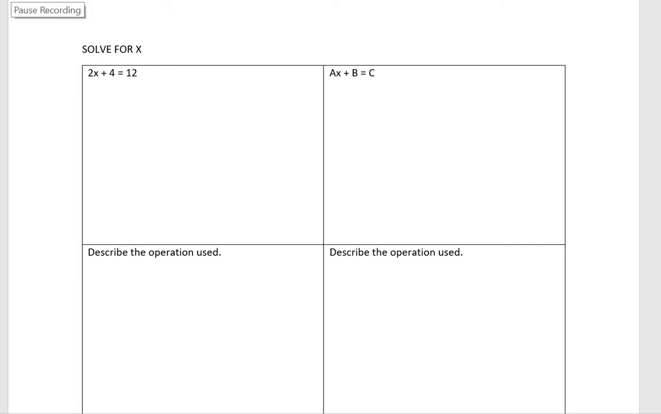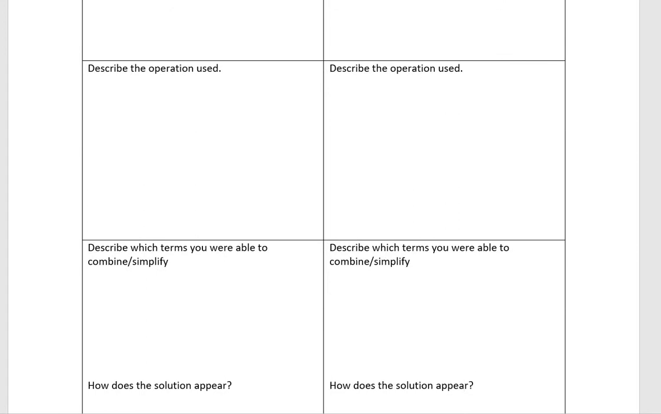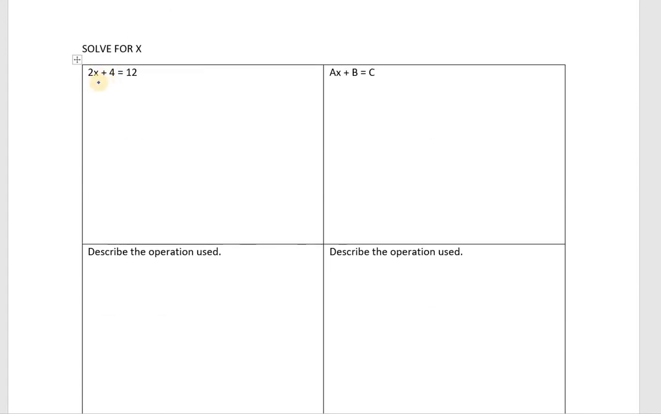In this video, we're going to talk about solving literal equations and how it's very similar to solving regular equations. So we have to solve 2x plus 4 equals 12. The first step is, since you're solving for x, I highly recommend underlining or circling the x. Anything next to it is multiplication. Anything outside of it is addition or subtraction.